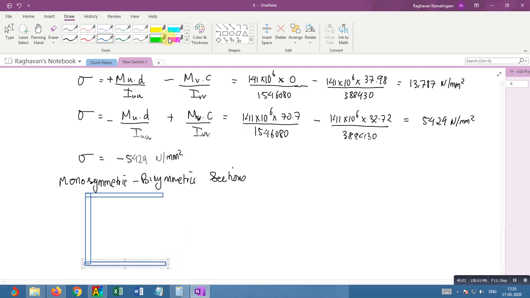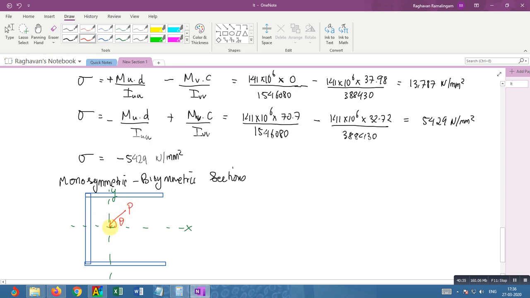Say your channel like this, which is obviously symmetric about the x-axis. What you should remember is, if your load acts through either this axis or this axis, you will not have unsymmetrical bending, it will be symmetrical bending. If you want to have unsymmetrical bending here, you definitely need your load to be inclined, otherwise you will not have a case of unsymmetrical bending.